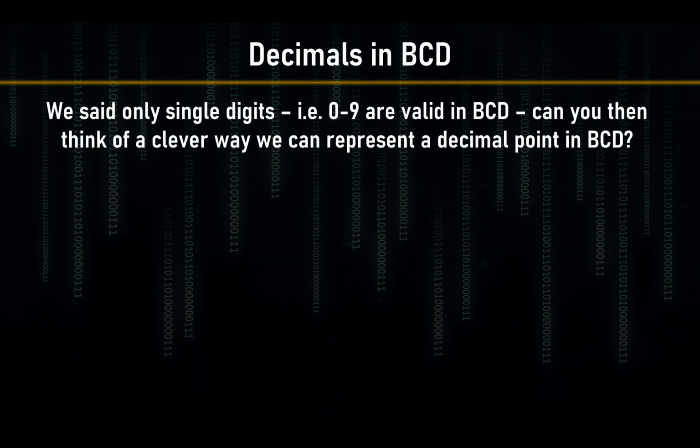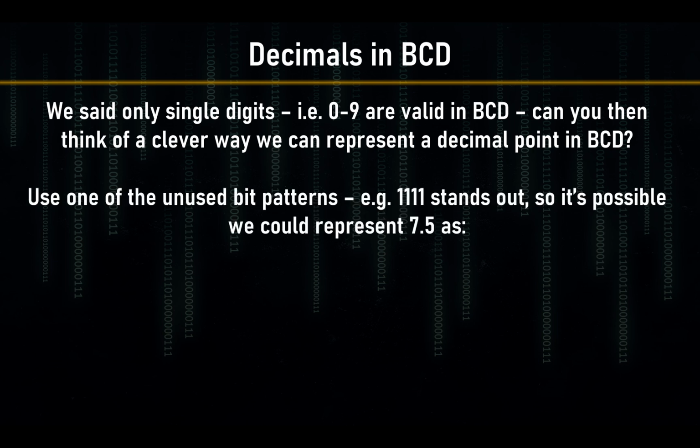So we said that only the single digits 0 to 9 are valid in BCD. Can you then think of a clever way that we can represent a decimal point in BCD? Again, if you pause the video, have a think. Hopefully you can realize we can just use one of the unused bit patterns. And probably an obvious candidate is just going to be 4 ones, since that's going to stand out. It's going to be unique, and easy to spot if you're just reading it.